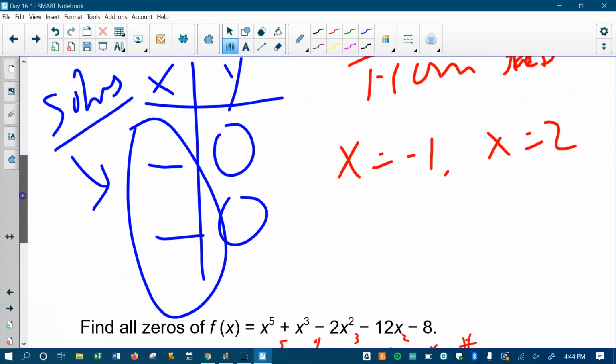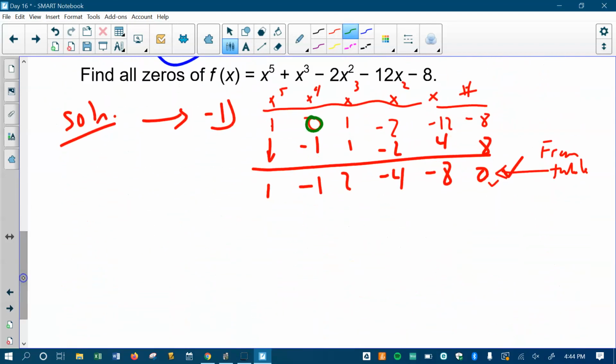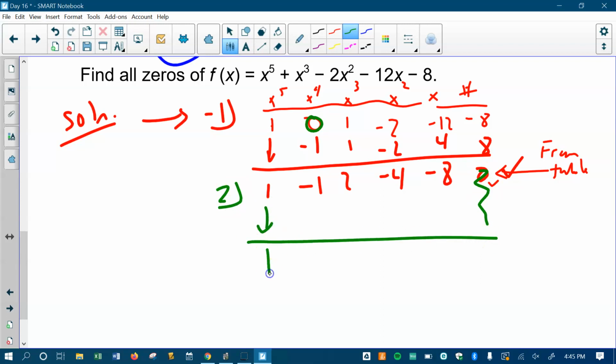Now what I'm going to do, and I don't know if I've done this before, is I'm going to do synthetic division again, but with x equals 2 on this line. I'm no longer looking at that part, and I'm going to bring down my 1 again. I'm going to just go and do 1 times 2 is 2, negative 1 plus 2 is 1, 1 times 2 is 2, 2 and 2 is 4.